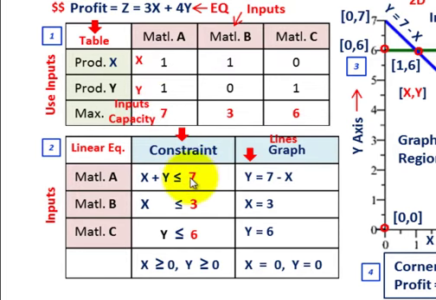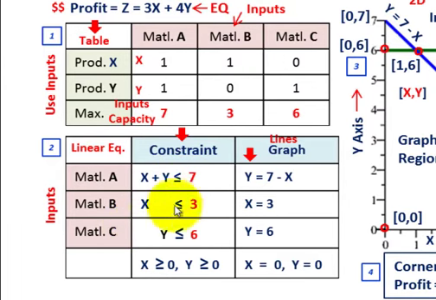Okay, so that's what we're dealing with. For material B, these are constraints, our limitations. Product X uses 1 unit and Y uses 0, but it has a maximum availability of 3. So the equation is X less than or equal to 3. The first one was less than or equal to as well; that's what that sign represents.